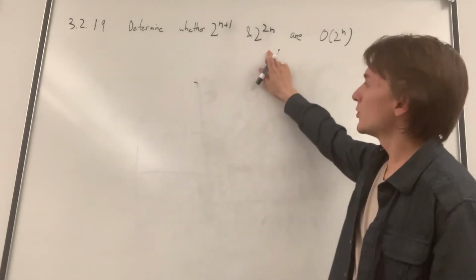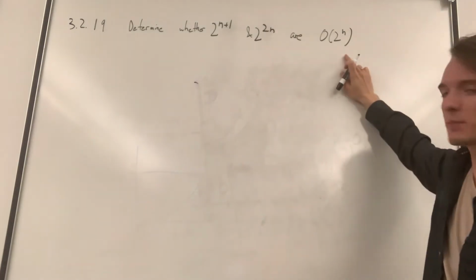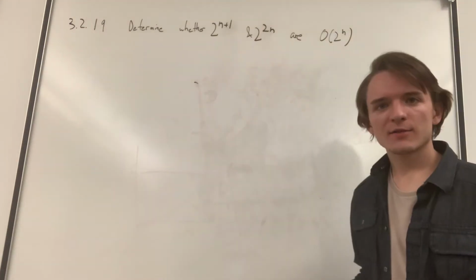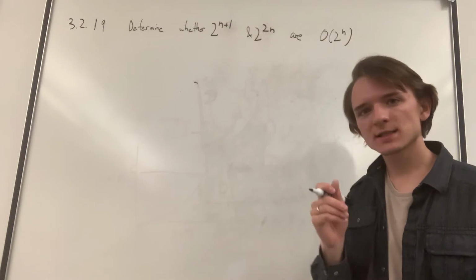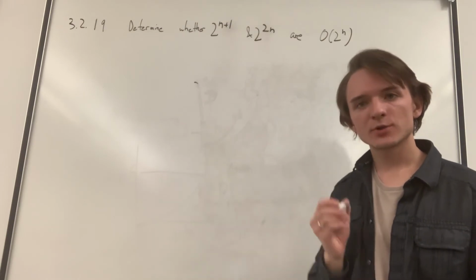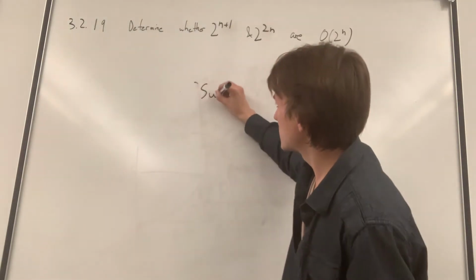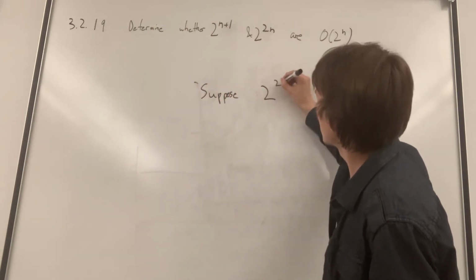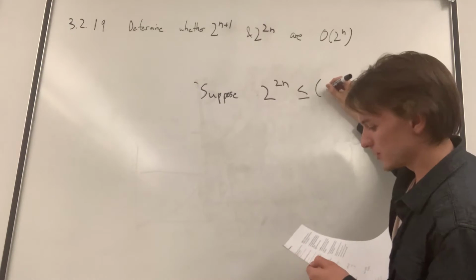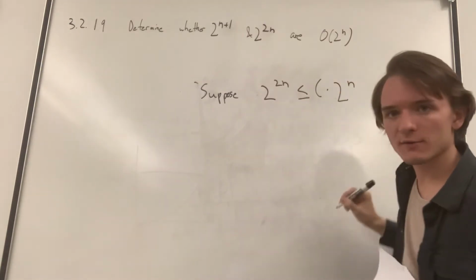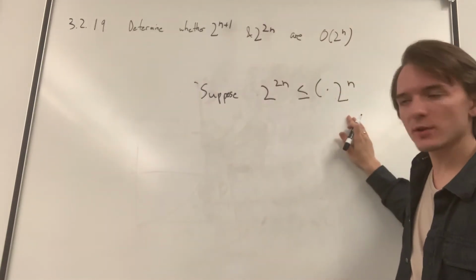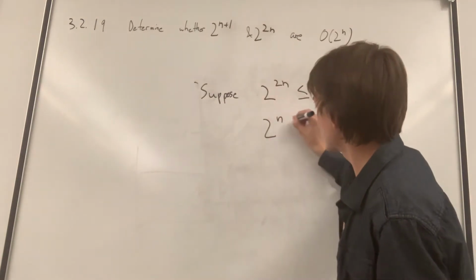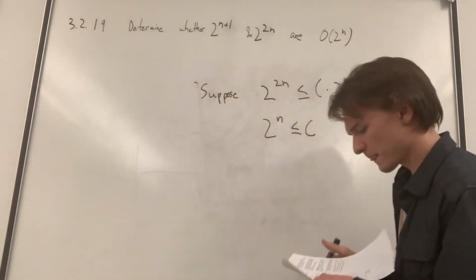Determine whether 2 to the power of 2n is big O 2 to the power of n. I have an intuition that this is not true, so let's set up a proof by contradiction. Suppose instead that 2 to the power of 2n is less than or equal to c times 2 to the power of n. Well, then we divide both sides by 2 to the power of n. We get 2 to the power of n is less than or equal to c.